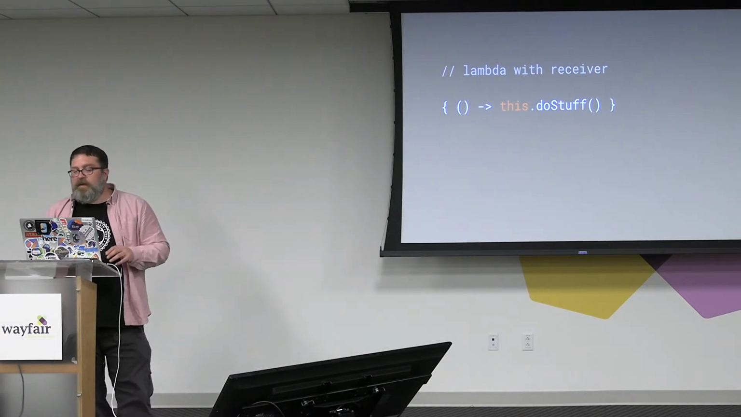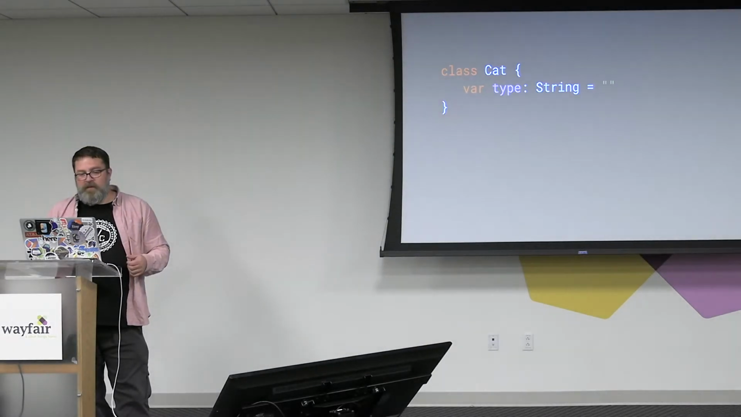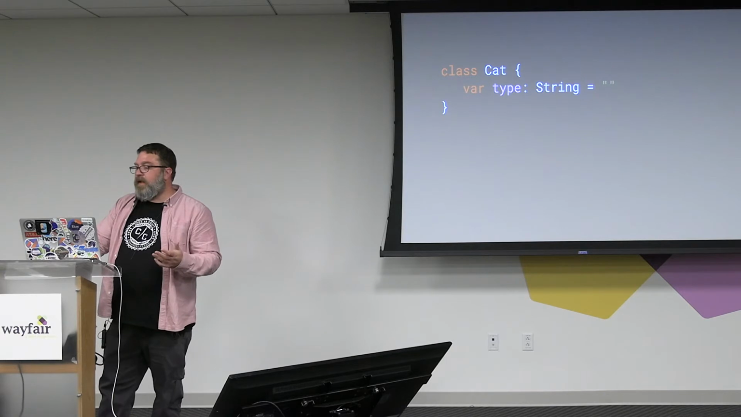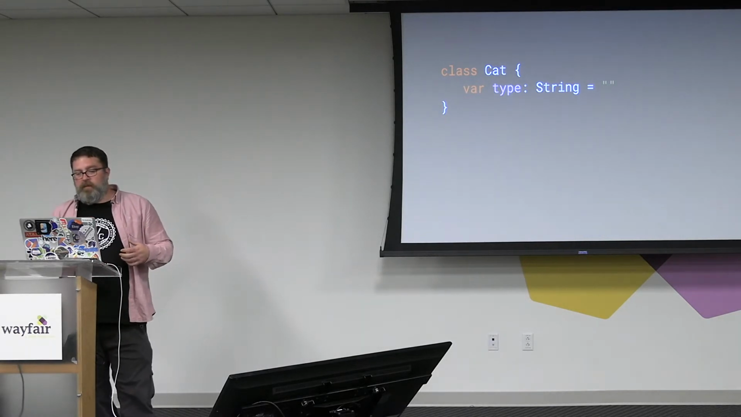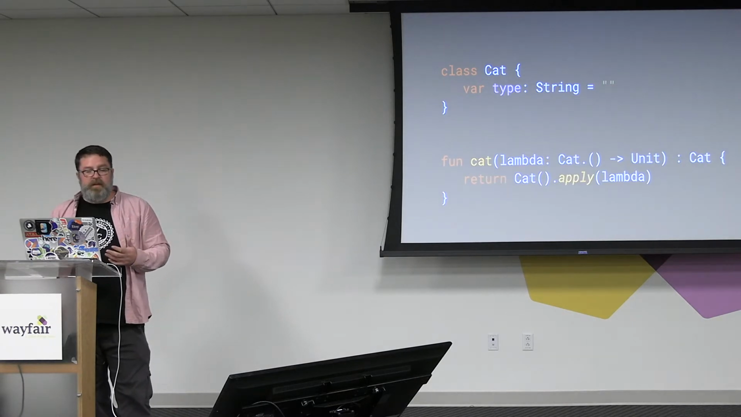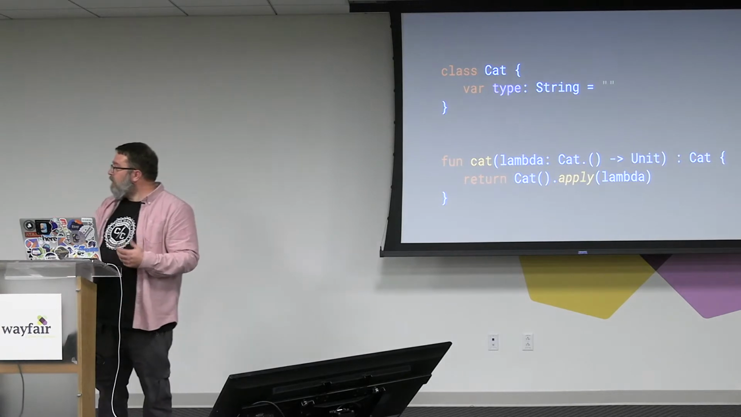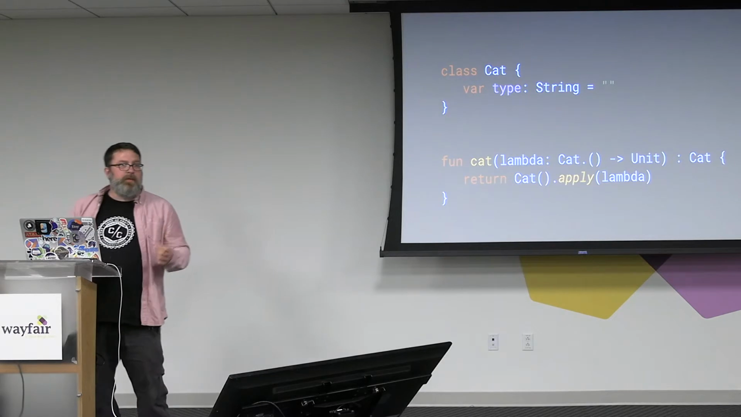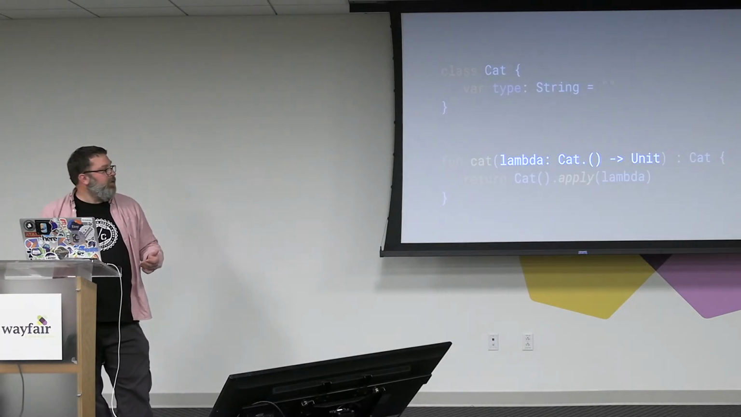All right, so let's see it in practice. We're going to make a cat DSL, because we love cats. We're just going to jump right in. This is going to be a super fast tutorial, but let's say we have a class cat, and it just has a type. So what we'll do is create a factory method in which to create our cats. And if you see, we already have our Lambda in there, and that's our extension function, or Lambda with receiver. So if you look closely, that's what we're looking at.